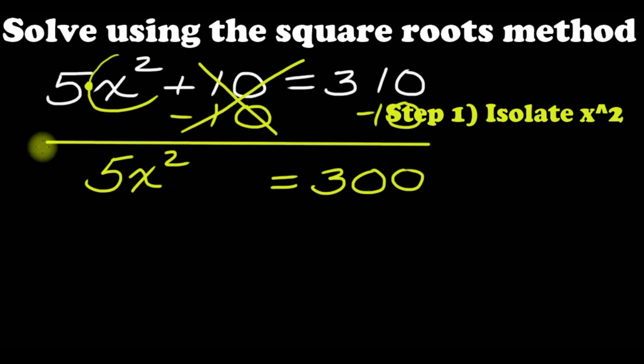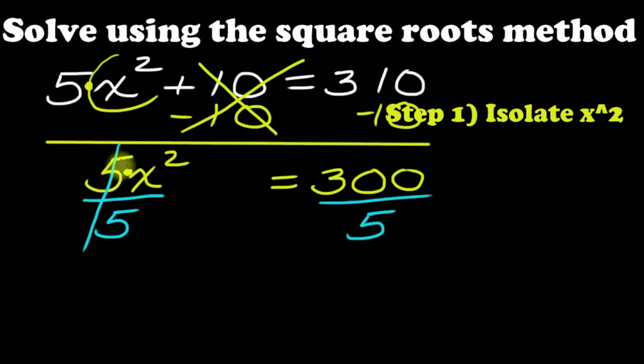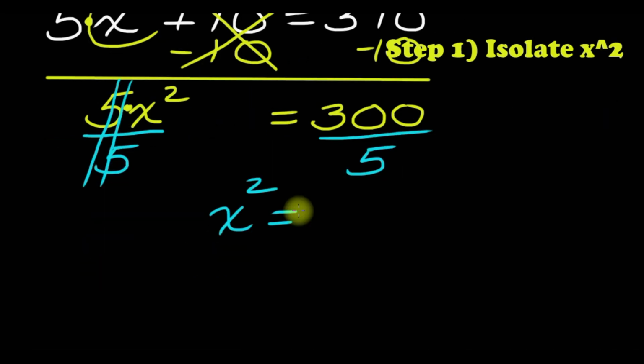So now how do we get rid of this multiply by 5? What is the opposite of multiply? The opposite of multiply is divide. So we're going to divide this by 5, and we're going to divide this by 5. 5 over 5 is 1, so it cancels out, and you're left with just x squared. And 5 goes into 300 sixty times. That's the first thing you have to do, is to isolate x squared.